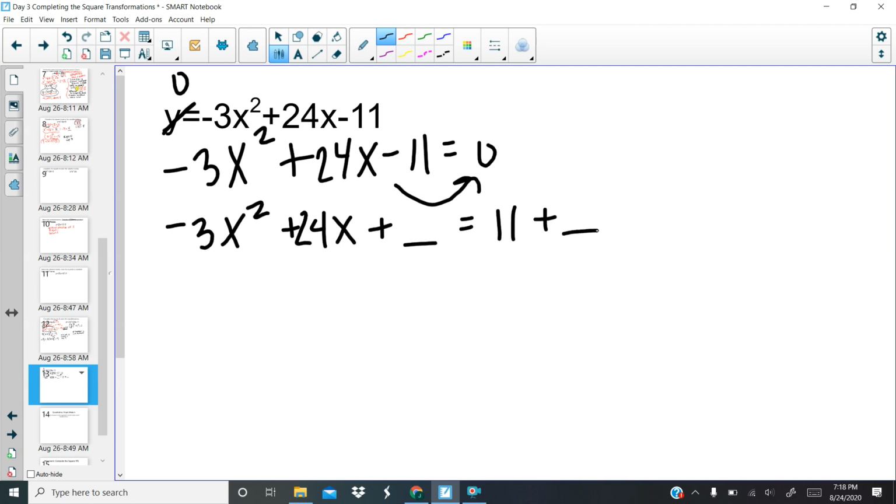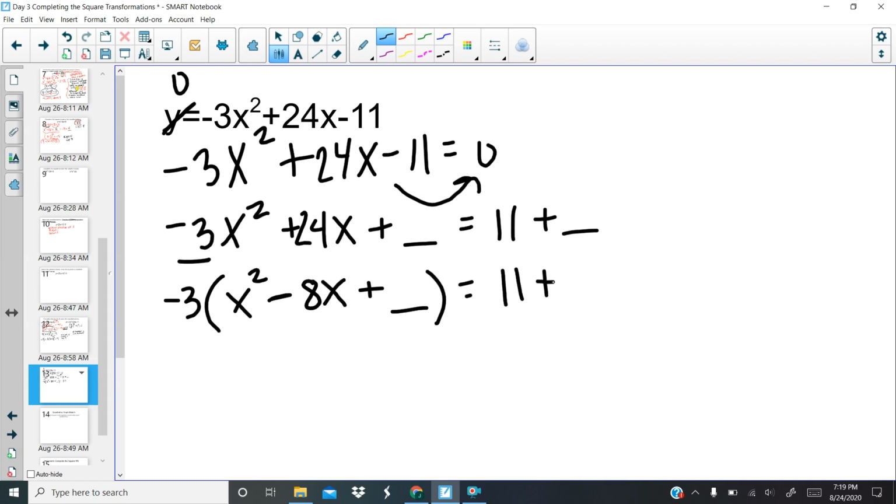And so then I'm going to factor the negative 3 out to the front. So I'm going to have negative 3, and I'm going to open up my parentheses. If you factor a negative 3 out of negative 3x squared, you're just going to have x squared. If you factor negative 3 out of positive 24x, then you're going to have to change that positive to a negative, and then factoring 3 out of the 24 is going to be 8x plus our blank equals 11 plus, and I'm going to go ahead and put that negative 3 times the blank so that I don't forget to multiply that constant by negative 3.